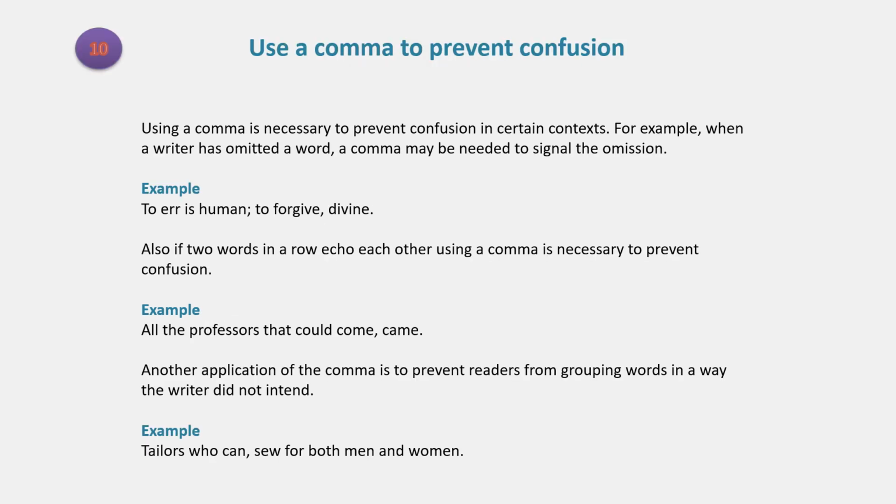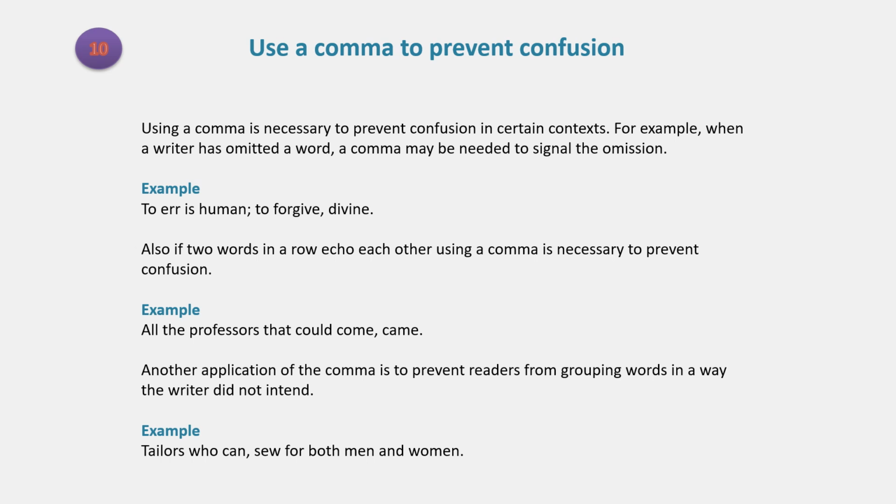So the 10th rule, use a comma to prevent confusion. Using a comma is necessary to prevent confusion in certain contexts. For example, when a writer has omitted a word, a comma may be needed to signal the omission. Let's look at this example, which is a popular quote. To err is human, to forgive divine. So here, a word is omitted, but is replaced with a comma.